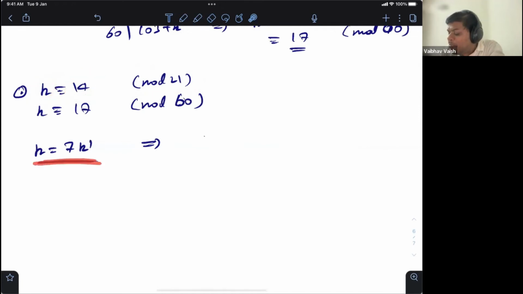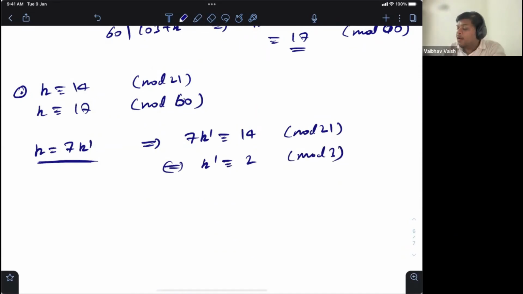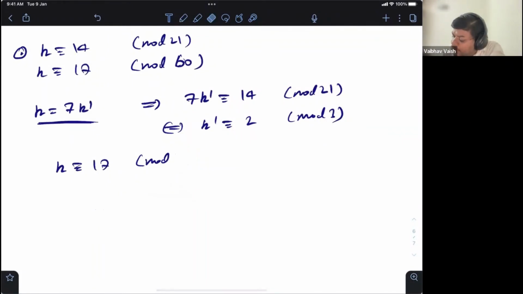So I can take k equal to 7k prime. This implies that 7k prime is congruent to 14 mod 21, which is the same as saying k prime is congruent to 2 mod 3, because 7 is congruent to 1 mod 3, and modulo 7 this is anyway satisfied. k congruent to 17 mod 60 similarly reduces to k prime is congruent to 2 mod 3.